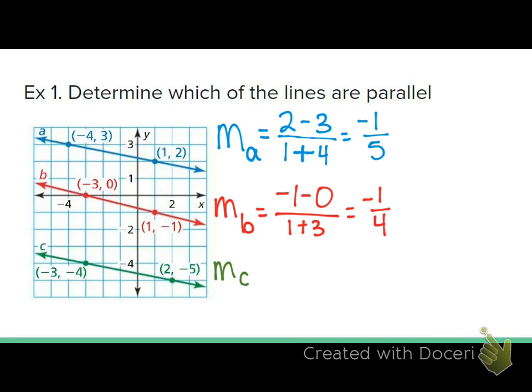So for my slope of line C, negative 5 plus 4 over 2 plus 3. What do I get? Negative 1 over 5. A and C. Good. Lines A and C are parallel. So that's what our answer would be.